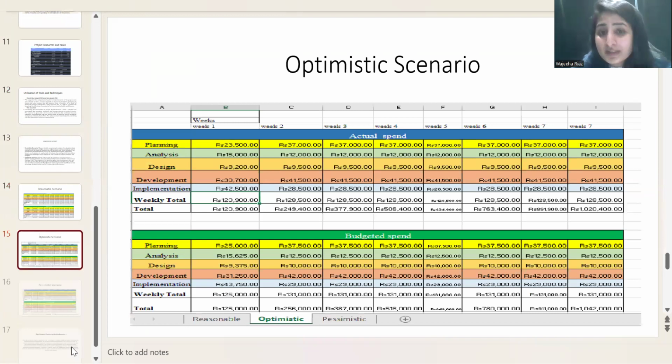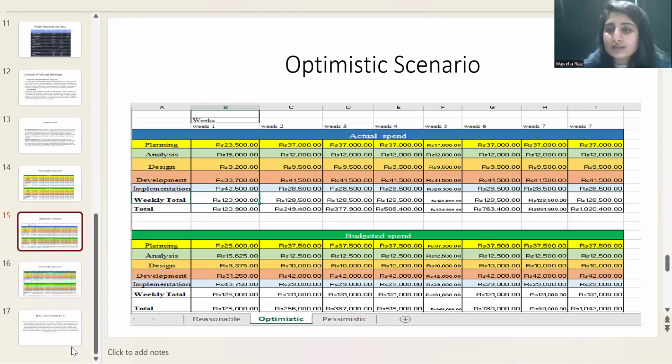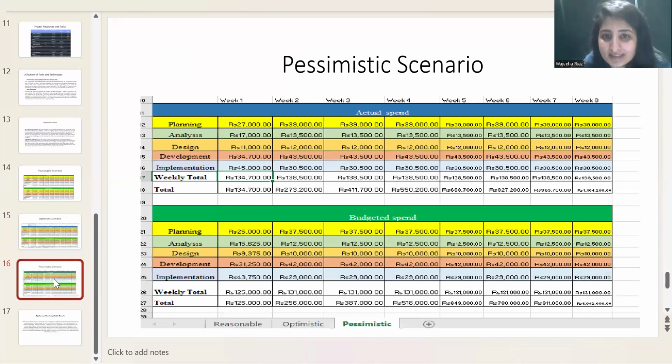Now, when we consider the optimistic scenario, where cost deductions are made, the risk element will be reduced. The budgeted spend is 125,000 and the actual spend is 12900. So you can see that if we take an optimistic approach, the value will decrease and the project will be under budget. But when we consider the pessimistic scenario, the actual spend is 134,700 while the budgeted spend is 124,000. So in the pessimistic scenario, in which any uncertainty can happen, the risk can be more, and our project is over budget.